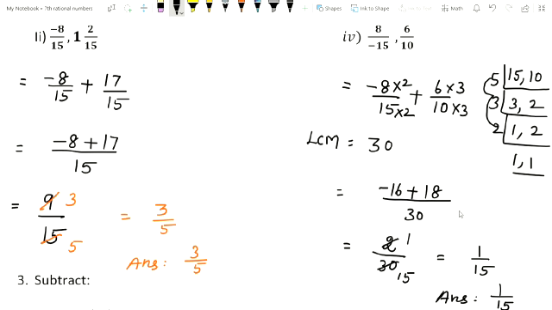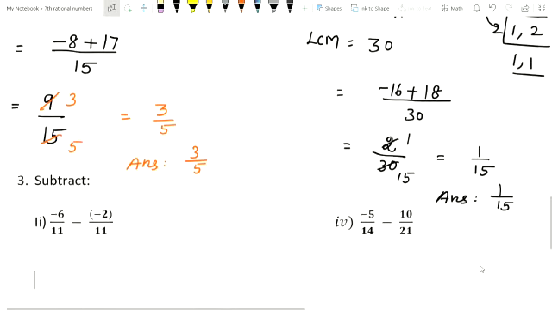After multiplying, what are you getting? Minus 16 plus 18 by 30. Now you simplify this, the numerator minus 16 plus 18, you are getting 2. Okay, 2 by 30. Now you divide this, what are you getting? 1 by 15. So what is the answer, children? 1 by 15 is the answer. You understand, children? Let's move on to the next topic.